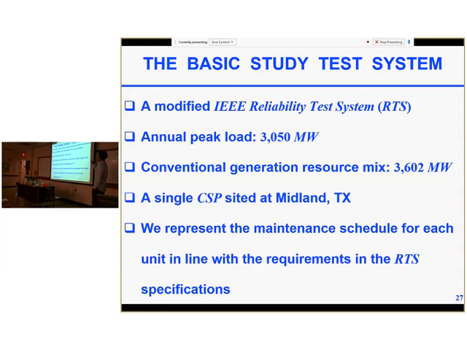The basic study test system is a modified version of the IEEE reliability test system. We scaled down the 2011 ERCOT load with a 3,050 megawatt annual peak load, and here is the total capacity of the conventional generation resource mix.